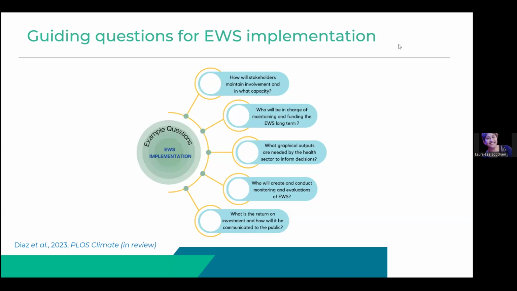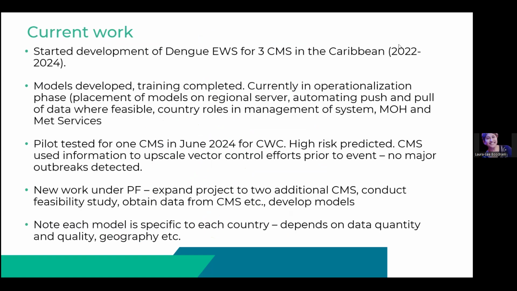Who's going to be in charge of maintaining and funding these systems in the long term? What are the specific outputs that are needed by the health sector to actually inform their public health decisions? Who's actually going to monitor and evaluate the systems to ensure that they're functioning as they should, they're giving the appropriate information, and they're having an eventual impact? And lastly, what is the return on this investment? Because I have to say that the work that's being done, a lot of money goes into it. So what's going to be the return, and how is it actually going to be communicated to the public?